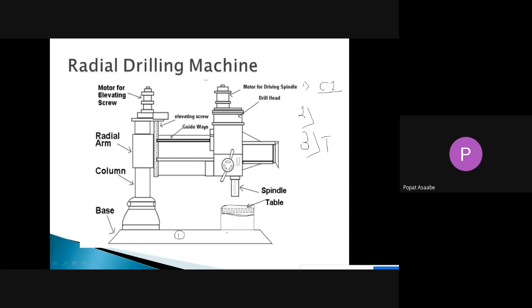The function of the table is to hold the workpiece. On that table we have provided T type slots, and with the help of those T slots we can easily grip, or fix, the workpiece on that table. This is the function of that table.